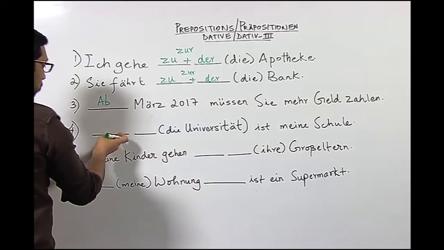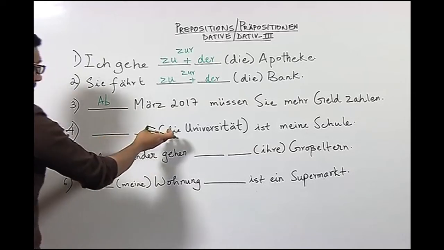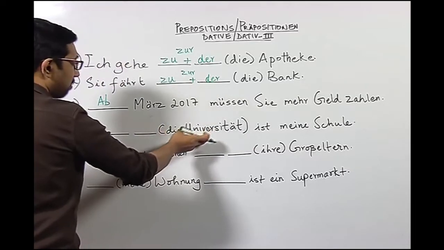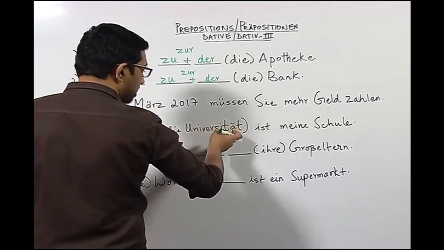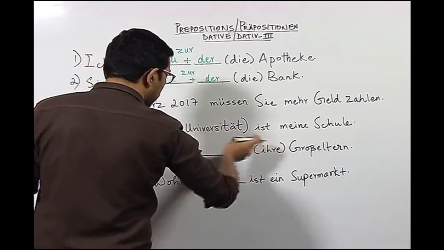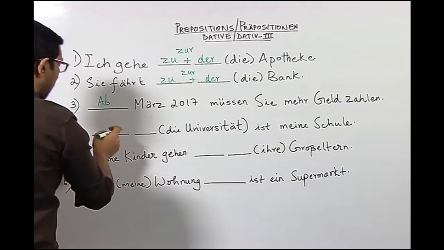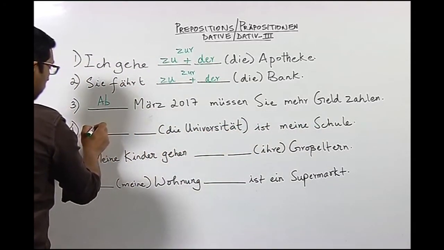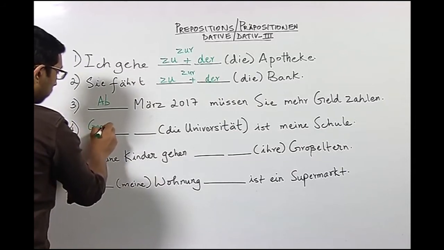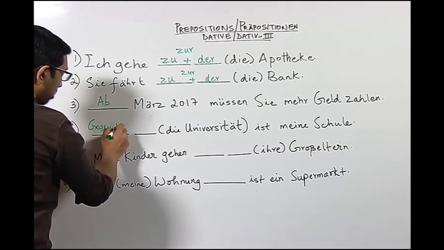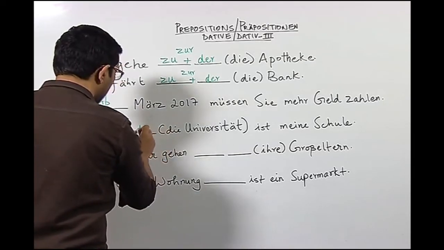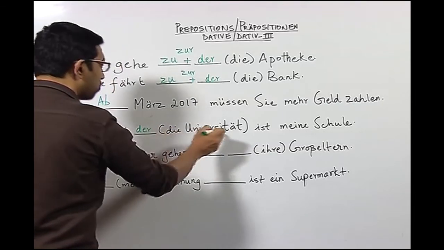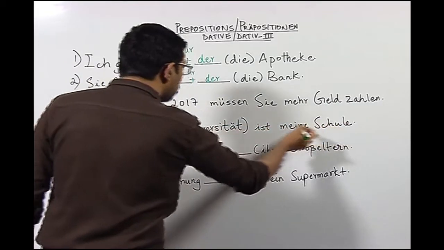Here we have two blanks, and now we know that here we have two nouns which are basically locations, die Universität, which means a university, and my school. So, we have to first write the preposition which is used for the location, which we just now learnt is gegenüber, and then we write "Gegenüber der Universität ist meine Schule."